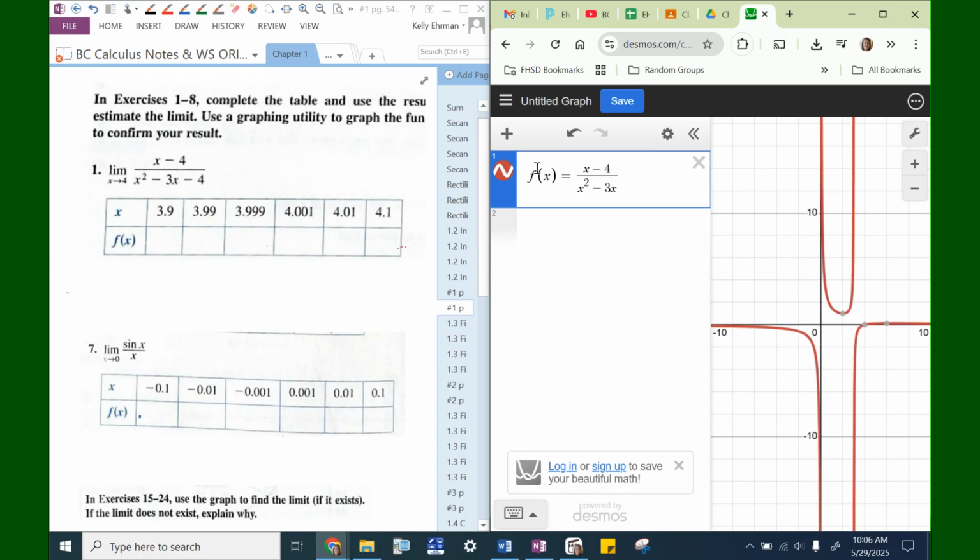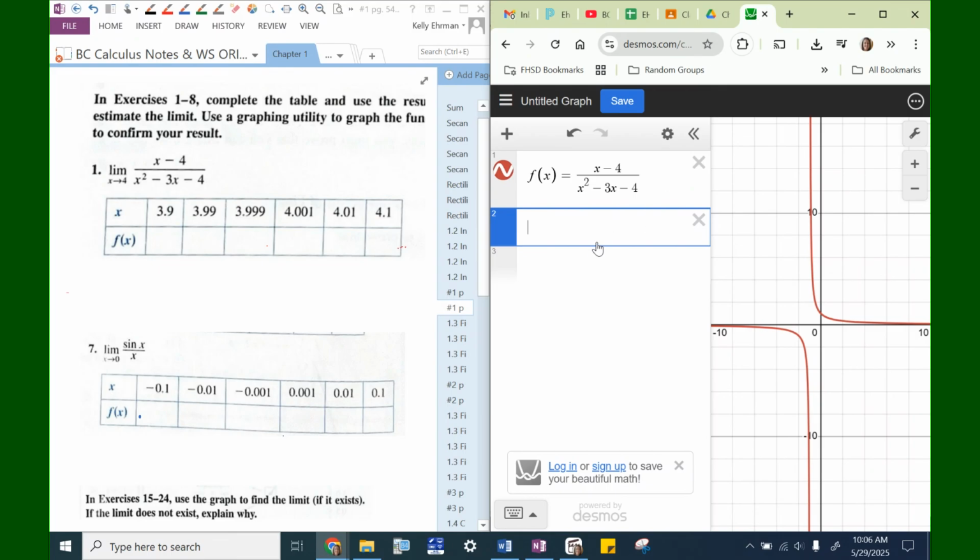Desmos, once you get used to it, is a lot easier to enter stuff in. You don't have a million parentheses to worry about like we did with the TIs. So here's f of x.